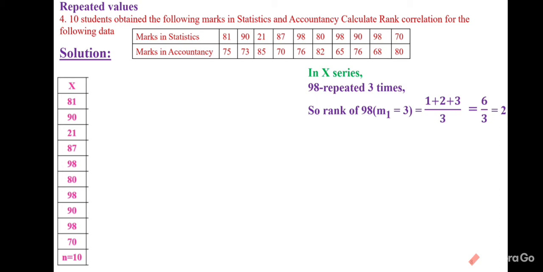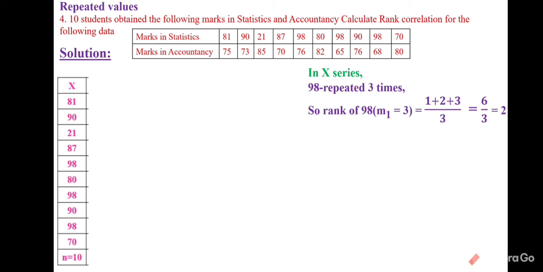Again I'll repeat. When repeated values are there, whichever ranks would be given, those ranks are considered. Here 3 numbers are there, so 3 ranks, starting from 1, 2, 3. Add 1, 2, 3 and divide by 3. So 2, and the rank given will be 2.